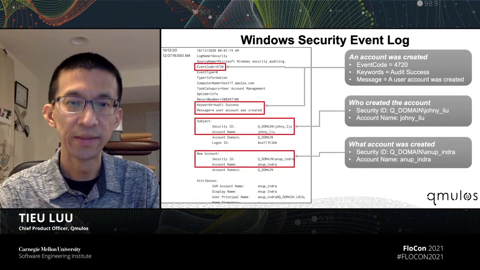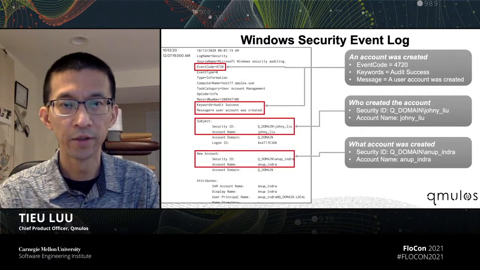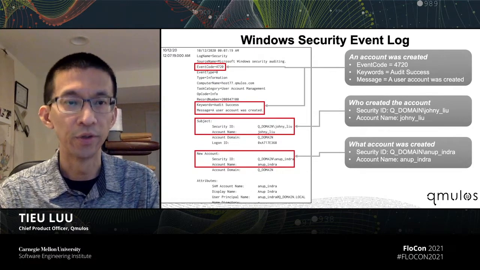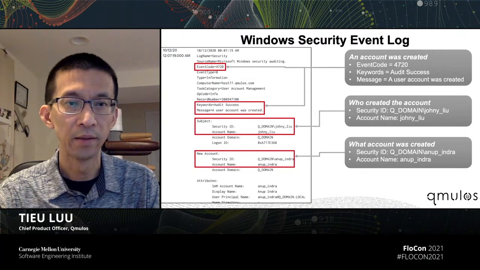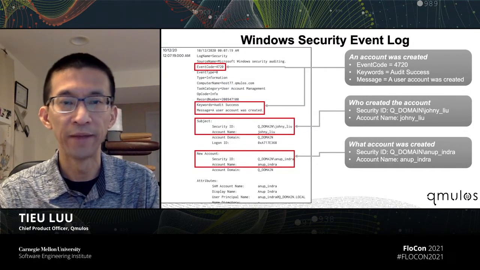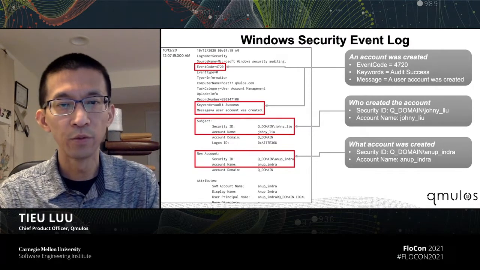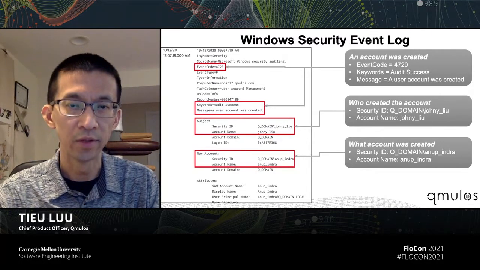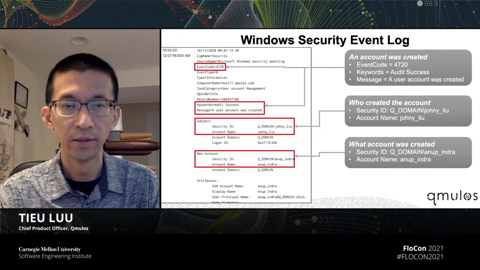There are basically three groups of information that are needed. First, we want to determine that an account was created. To do that, we look for logs with the event code 4720. That's the specific Windows security event code that tells us that an account was created. Second, we want to look for the keywords audit success. You could also have values such as audit failure, but audit success here means that an account was successfully created.